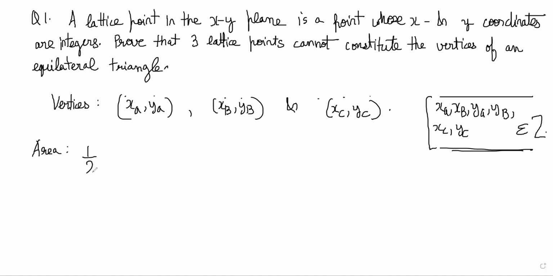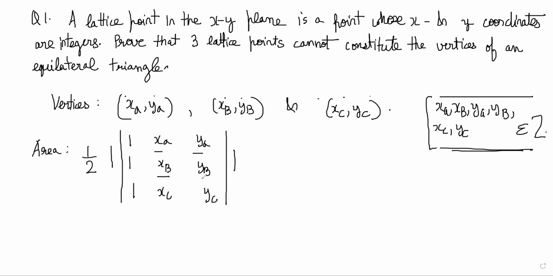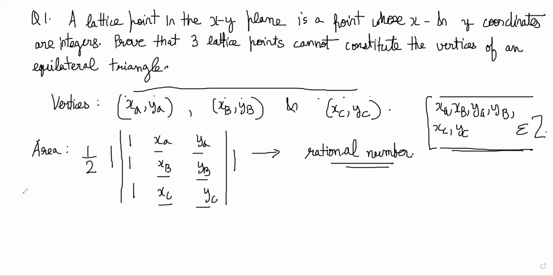So in this case, let's calculate the area of this triangle. The area should be given by the determinant with rows 1 xa ya, 1 xb yb, and 1 xc yc. This determinant will give the area. Now think about it, since each of these numbers is an integer, the value of the area will be a rational number. It will be an integer if the determinant is even, and it will be a rational number if the determinant comes out to be an odd number, right? It is guaranteed that the area of this triangle should be a rational number, right?